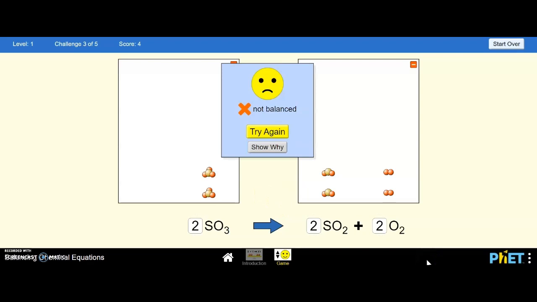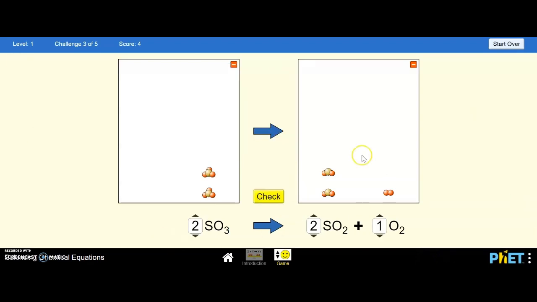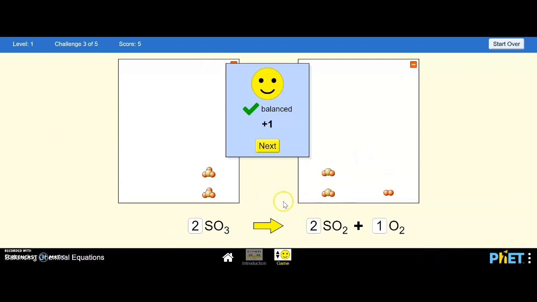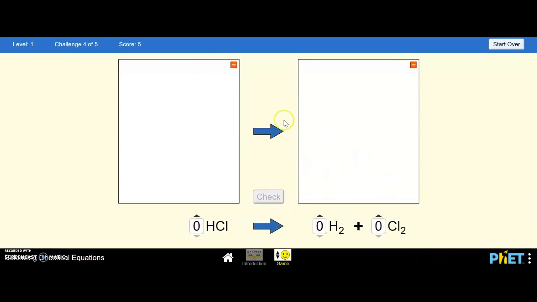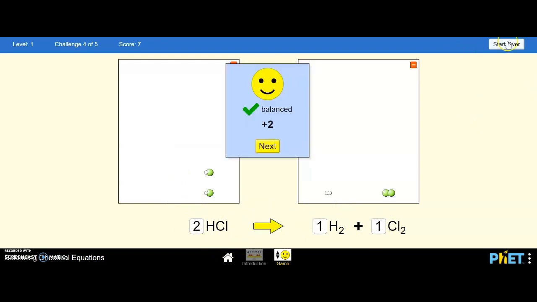So go to the PhET simulation and play and see how you become accustomed to balancing chemical equations. And here's the last example. Hydrogen chloride will break up into, remember, both hydrogen and chlorine are diatomic, so I will need 2 hydrogen chloride molecules.